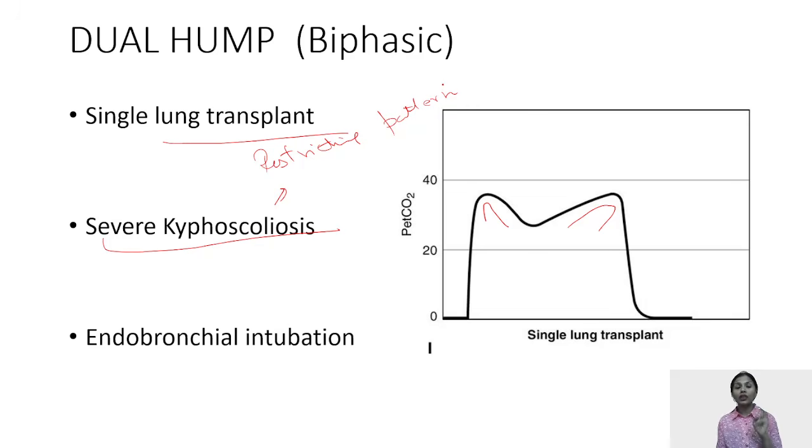The same goes with the third condition, endobronchial intubation. Of course, endobronchial means your tracheal tube is in one bronchus, and thus again the two lungs are not coordinating with each other and we have a biphasic or dual hump capnograph.